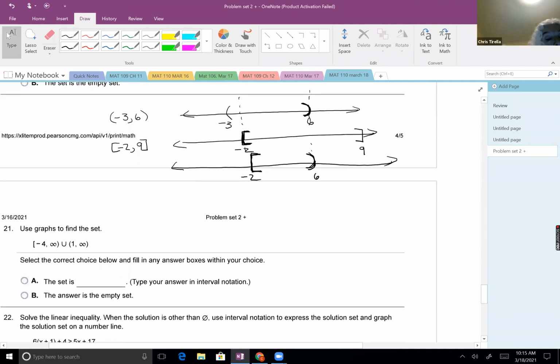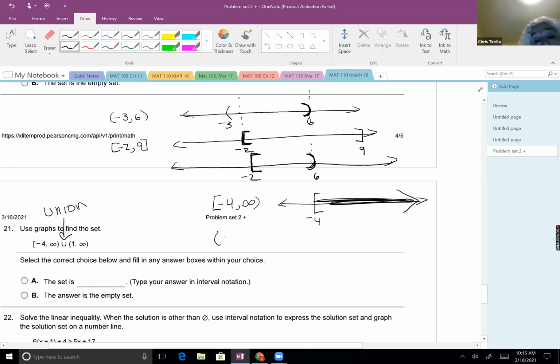Okay. Next one asks us to do those graphs again, but this time we're finding the union. And when we take the union, we're just combining the two, putting them together. So the first one goes from -4 to +infinity. So we're including that -4 and all of the values to its right. Next one asks us to not include 1, but we want everything to the right of 1.